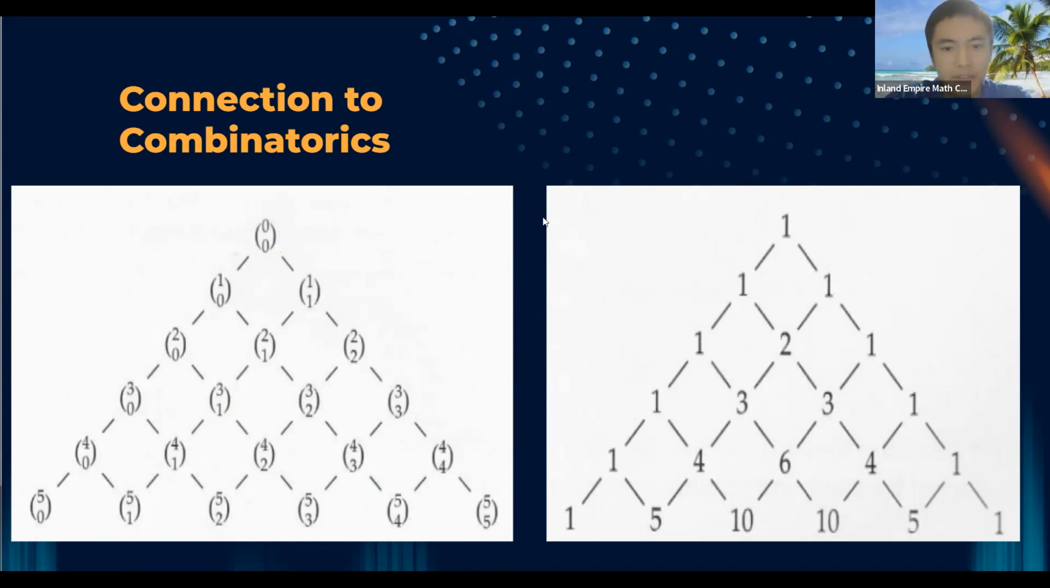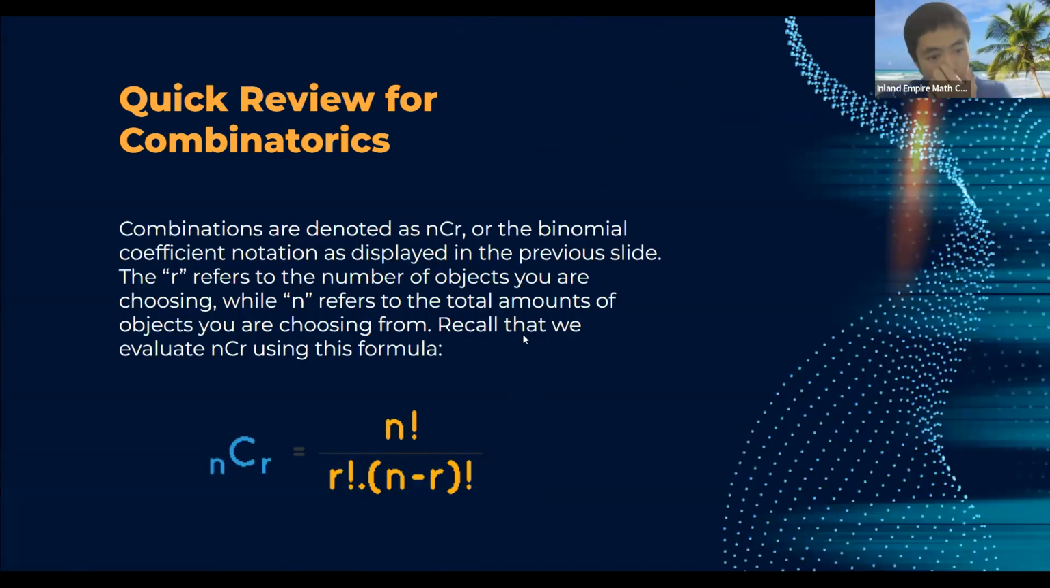So a quick review for binomial coefficients. Combinations are denoted as n choose r. This is one way you can denote it, and it's pronounced n choose r. It can also be written in the binomial coefficient notation as displayed in the previous slide, which is like the little fraction inside a little parenthesis. That's called the binomial coefficient notation. So the r refers to the number of objects you are choosing, while n refers to the total amount of objects you are choosing from. Recall that we evaluate n choose r using this formula right here.